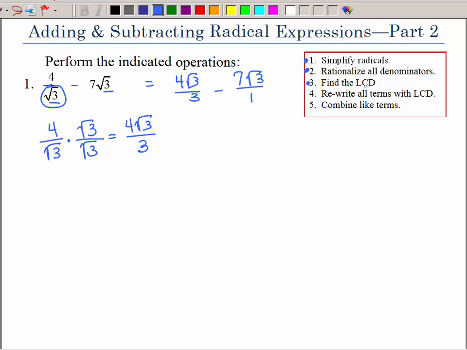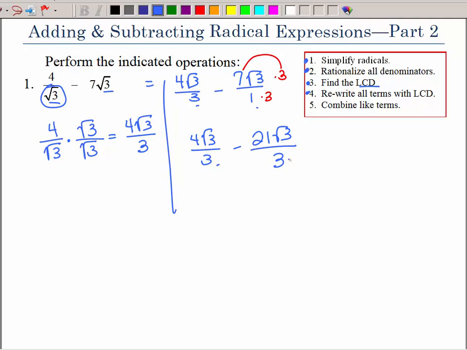Now we have to find the least common denominator between 3 and 1. And of course it's 3. So this one's going to stay over 3. I need to multiply this by 3. So 3 times 7 is 21. Keep the square root of 3 over 3. What I've just done is I've rewritten all the terms with that least common denominator of 3.